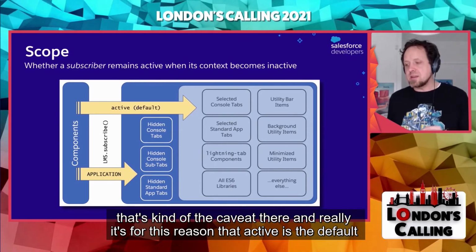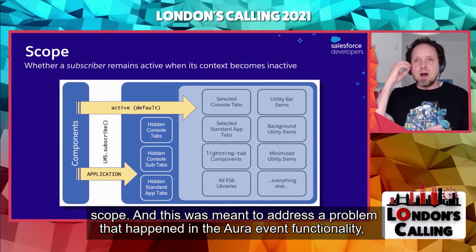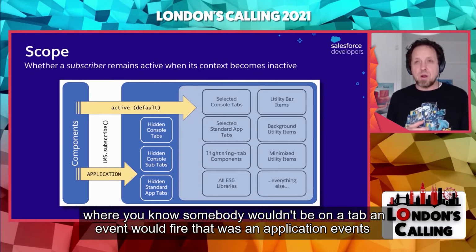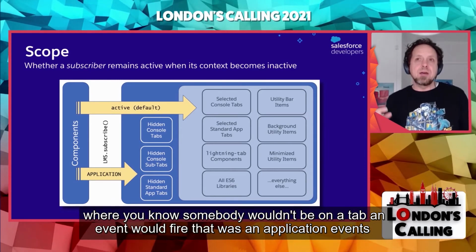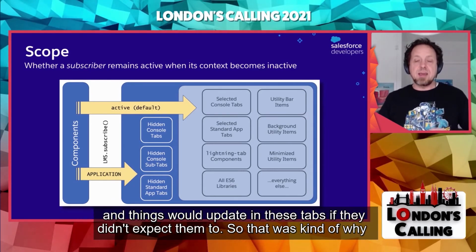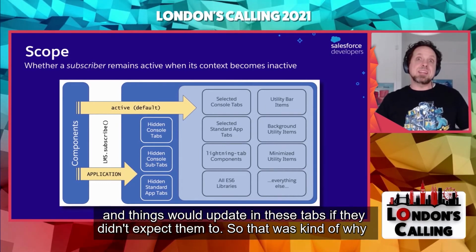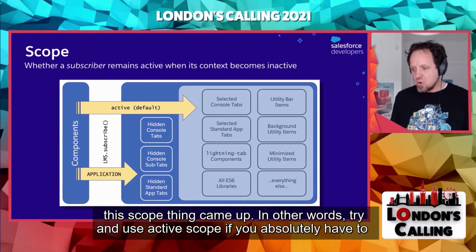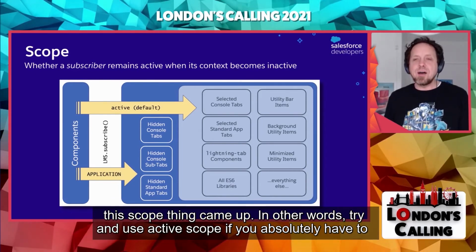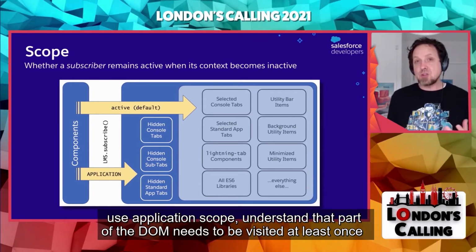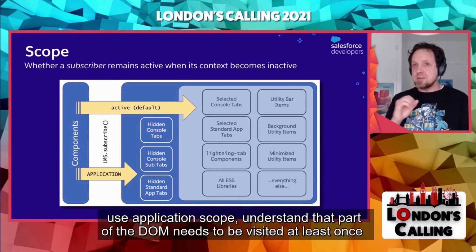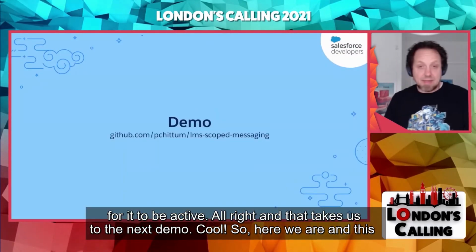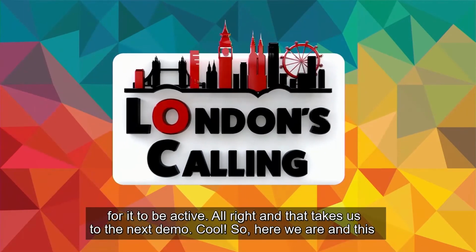And really it's for this reason that active is the default scope. This was meant to address a problem that happened in the Aura event functionality where somebody wouldn't be on a tab, an event would fire that was an application event, and things would update in these tabs if they didn't expect them to. So that was kind of why this scope thing came up. In other words, try and use active scope. If you absolutely have to use application scope, understand that that part of the DOM needs to be visited at least once for it to be active. All right, and that takes us to the next demo.